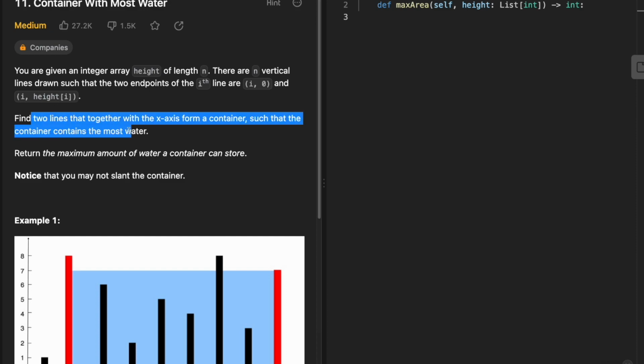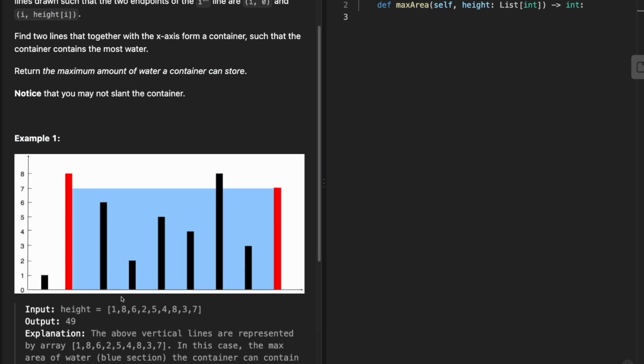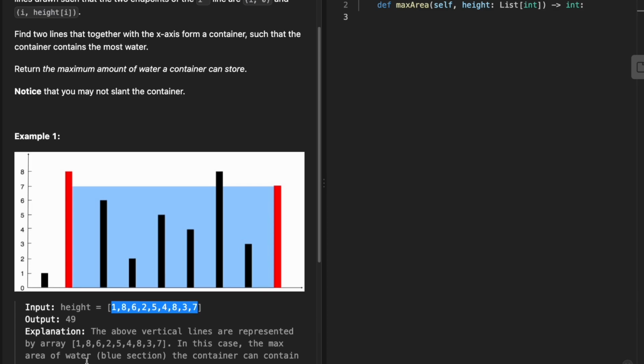Okay. So we're given an array like this, and then we are supposed to find two lines that together with the x-axis form a container, such that the container holds the most water. Okay, cool. Yeah, I think I understand the question. So we have an array of all these various heights. This is 1, this is 8, this is 6, 2, and so on and so forth. And then we need to find the largest amount of area a container can store.